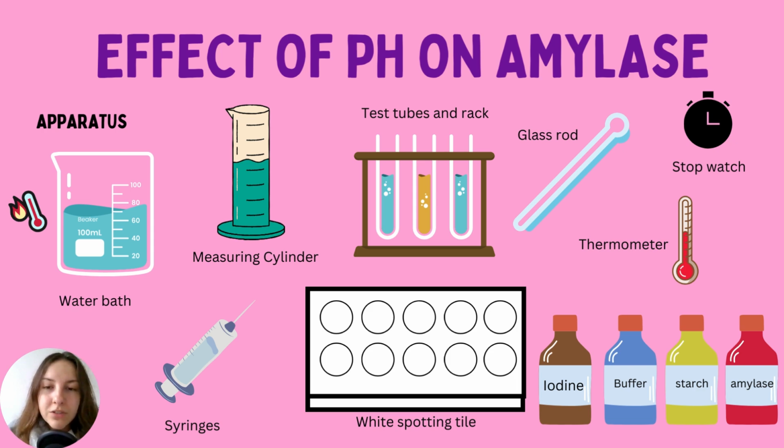We also need the various solutions. So you're going to need your amylase, which is the enzyme, the starch, which is the substrate, and the buffers that you'll use. So you could have a range of buffers. I went for pH 3, 5, and 7, but you can use different ones, and you'll need some iodine, which determines the color change and whether the reaction has started or stopped as well.